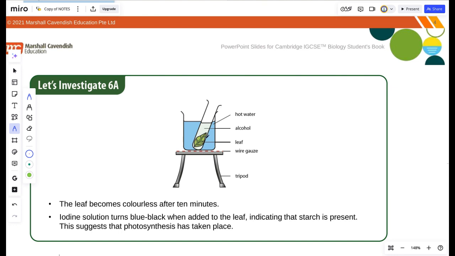When you heat, the leaf becomes soft, and then you bring it out and add iodine. First of all, when you heat with alcohol, this will make it colorless. The green color will disappear when you heat with alcohol. Then after that, you put in iodine solution, and when the leaf turns blue black, it means the leaf contains starch.